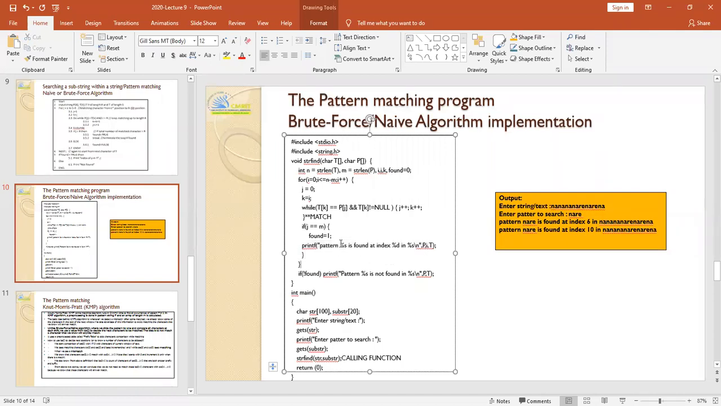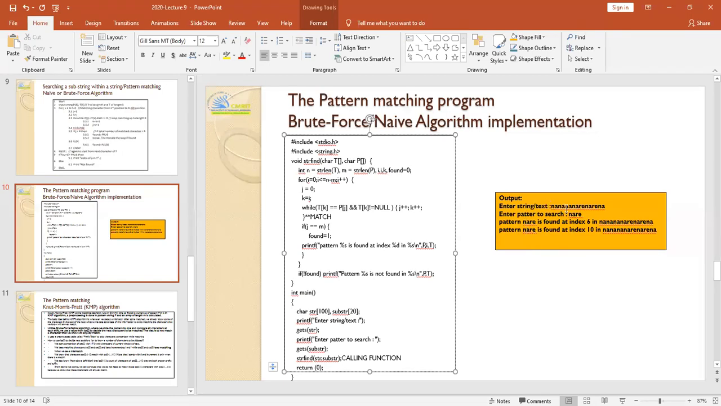Okay, so how many are you having? Pattern is P, index is I, and in is where you found it in the string. So the found-in string is given as T. If not found, print "it is not found". Okay, so now you go with this particular output.